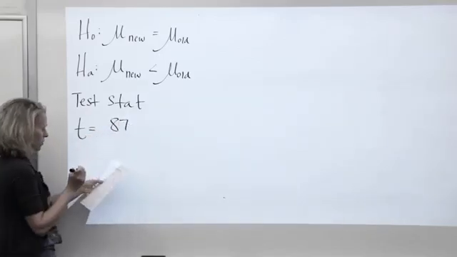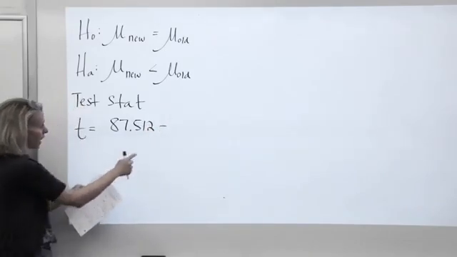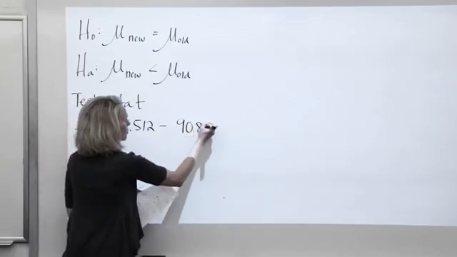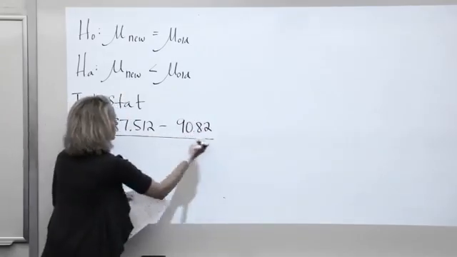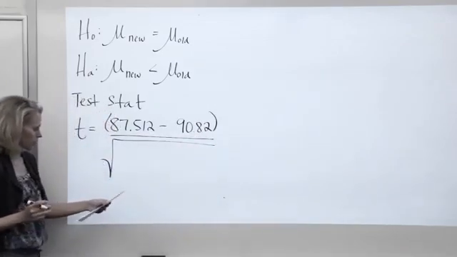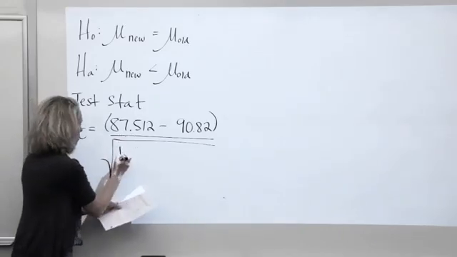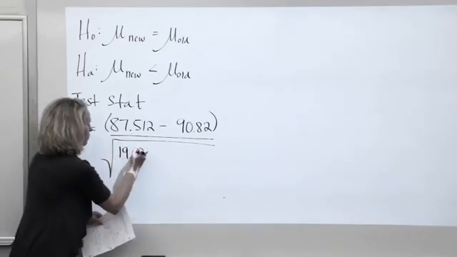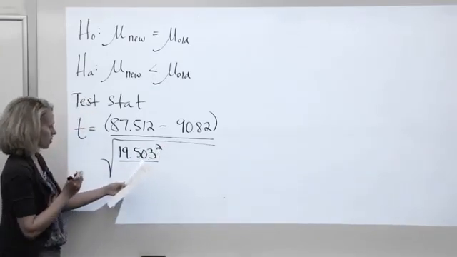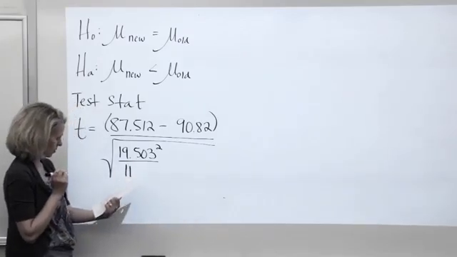The average out of the new book was 87.512. The average score in the sample from the old book was 90.82. And then we'll divide by this square root that contains our standard deviations and sample size. So again, for the new book, standard deviation was 19.503. That gets squared. And in that new book, we looked at a sample of 1,123 students.